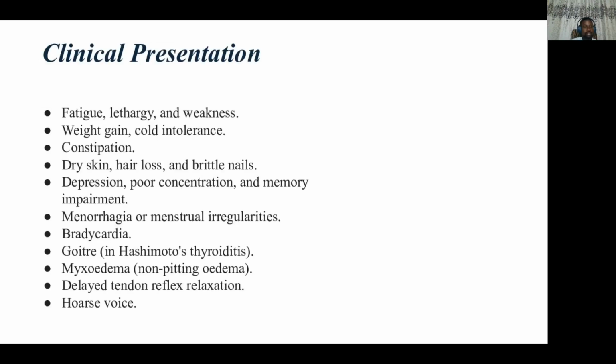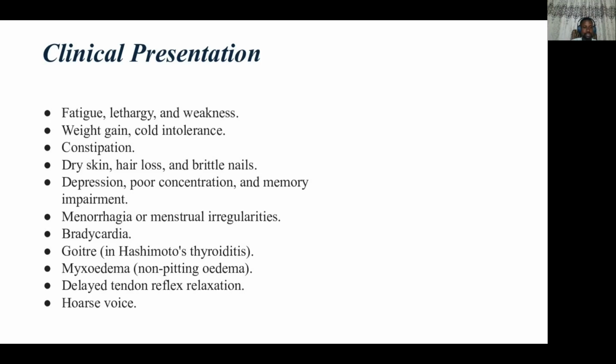Also, a patient with hypothyroidism can present with menorrhagia, menstrual irregularities, and bradycardia, and goiter too in Hashimoto's thyroiditis, because the thyroid gland is trying to compensate for the decrease in the thyroid hormone. Then myxedema, as in non-pitting edema, can also be what we find on general physical exam of a patient with hypothyroidism, as well as delayed tendon reflex and hoarse voice.